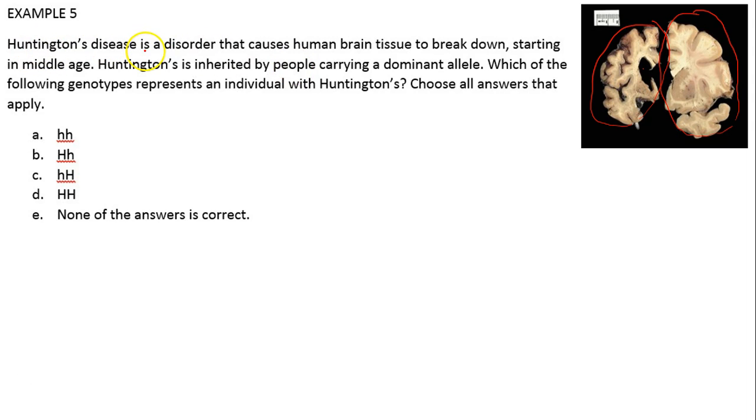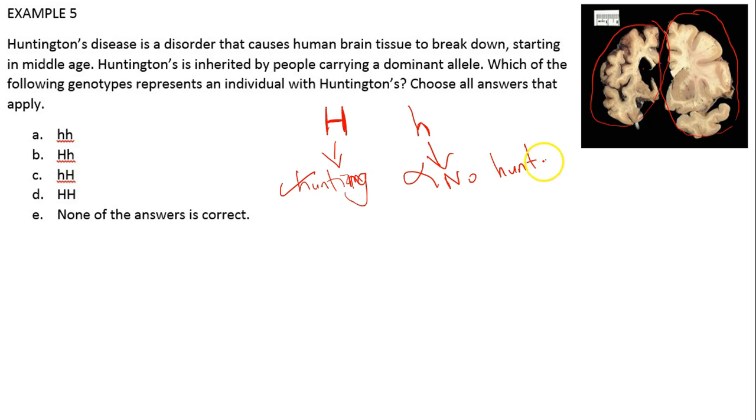Alright, so Huntington's disease is dominant. So the allele for Huntington's is big H. Okay? And the allele for no Huntington's is going to be the small letter form of H, small h. So again, this is going to be Huntington's. Spelled that wrong. And this would be no Huntington's. Okay, so no Hunt. And I'll just put a full stop there. Okay, Huntington, no Huntington, dominant, recessive.